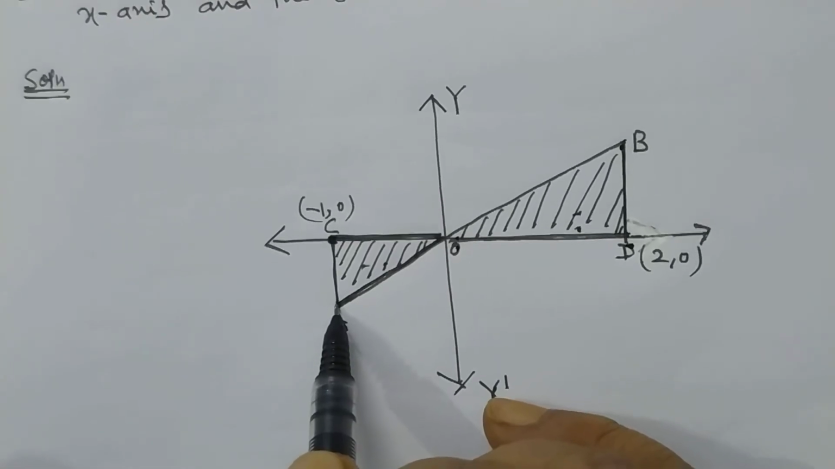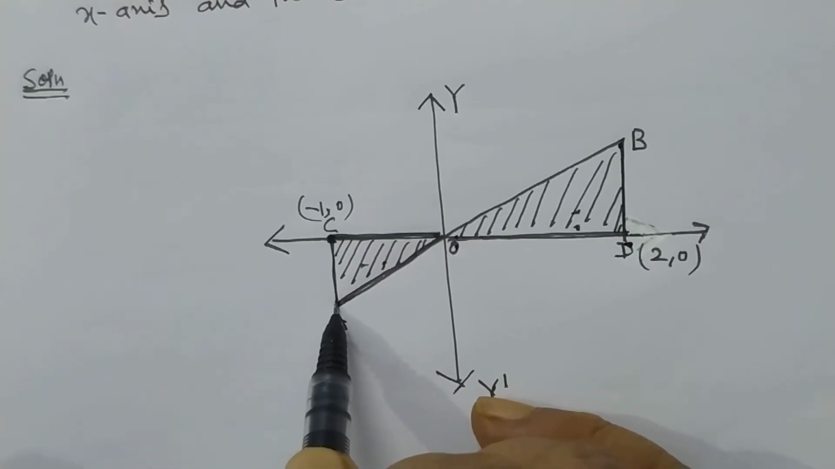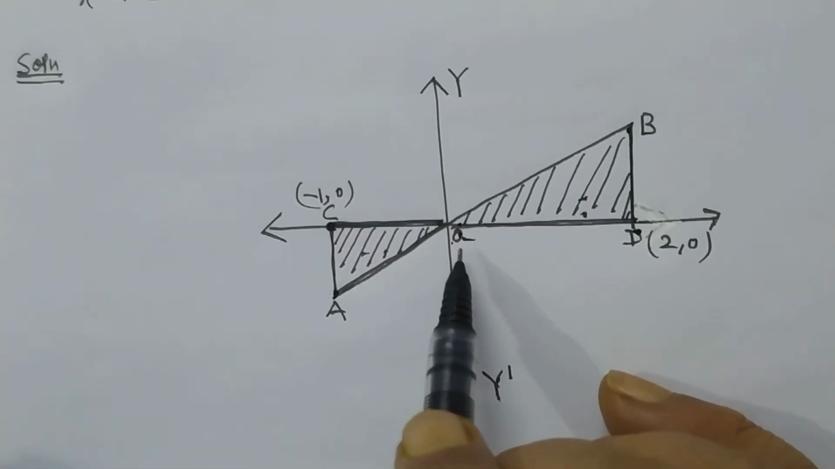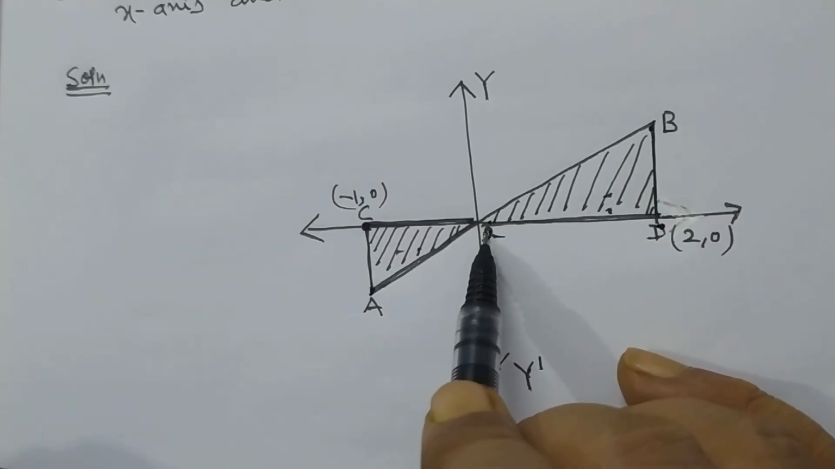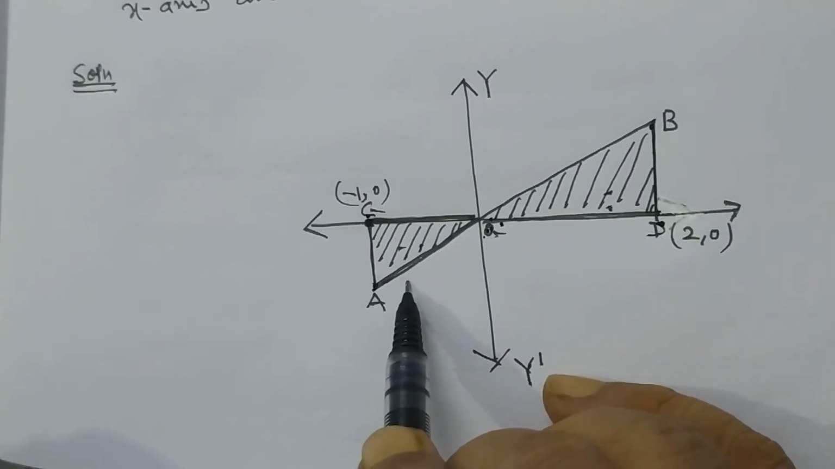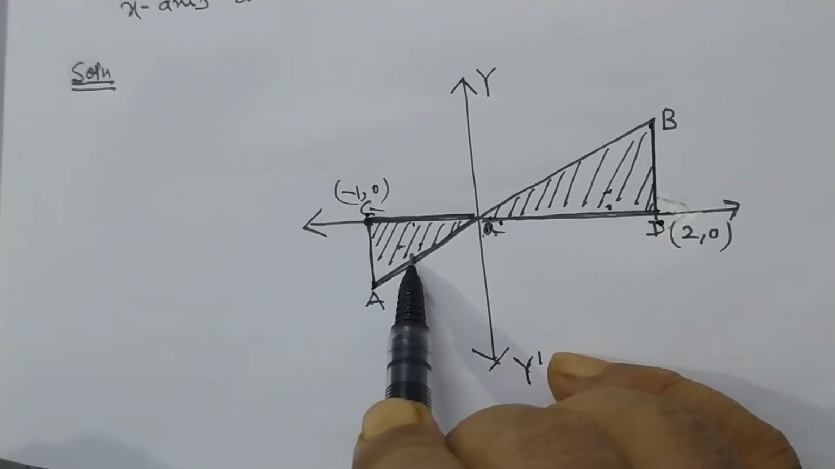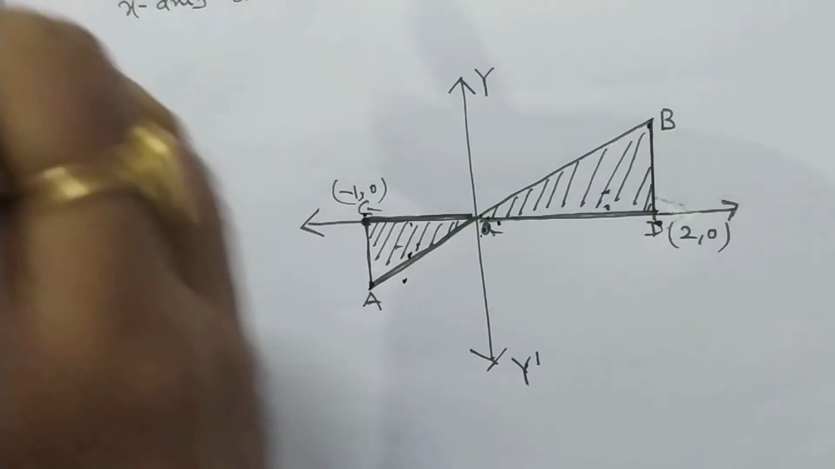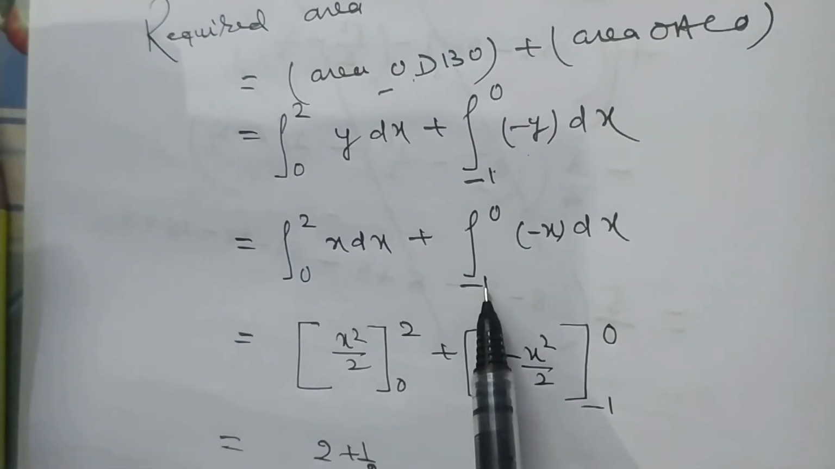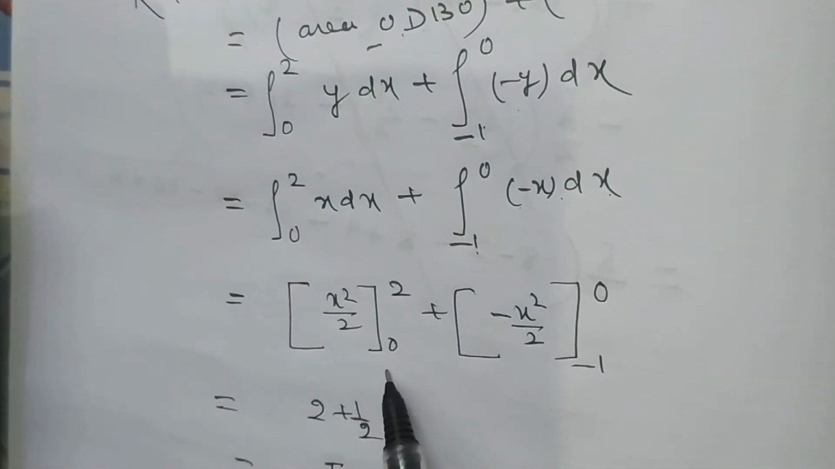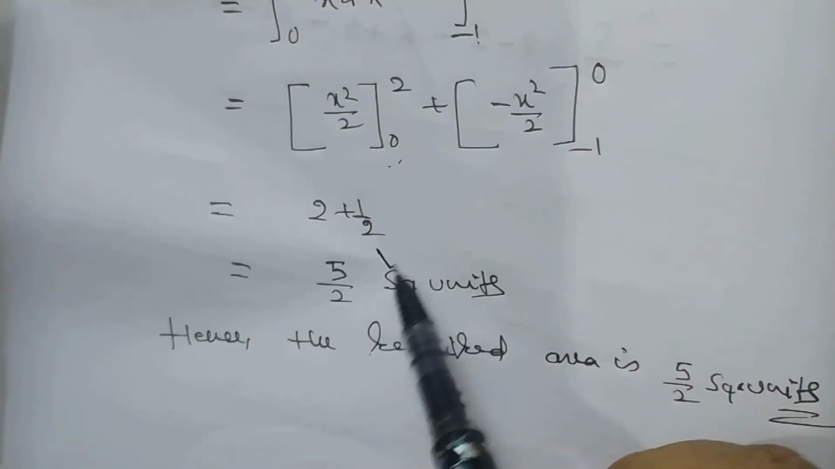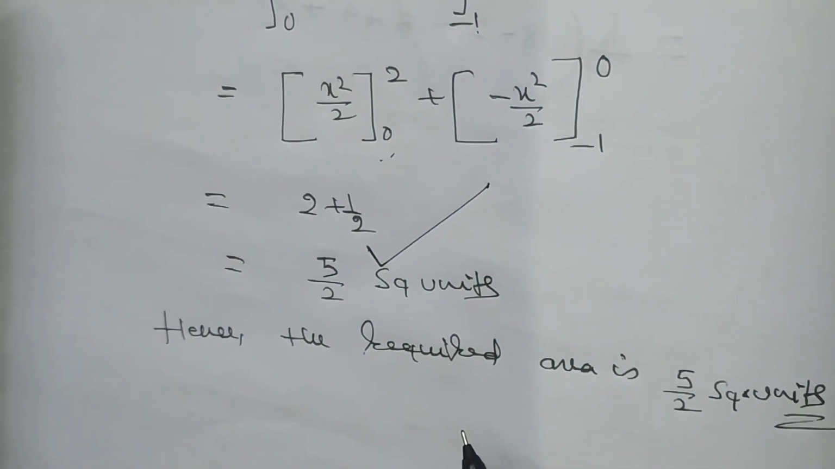So this is the integral of y dx from 0 to 2, plus the area of triangle OACO, that is minus y dx, because it is below the x-axis, from minus 1 to 0. So my dear students, after adding these two results, we have the integral from 0 to 2 of x dx, plus the integral from minus 1 to 0 of minus x dx, that is [x square by 2] from 0 to 2, plus [minus x square by 2] from minus 1 to 0. And after solving it, it will be 5 by 2 square units.